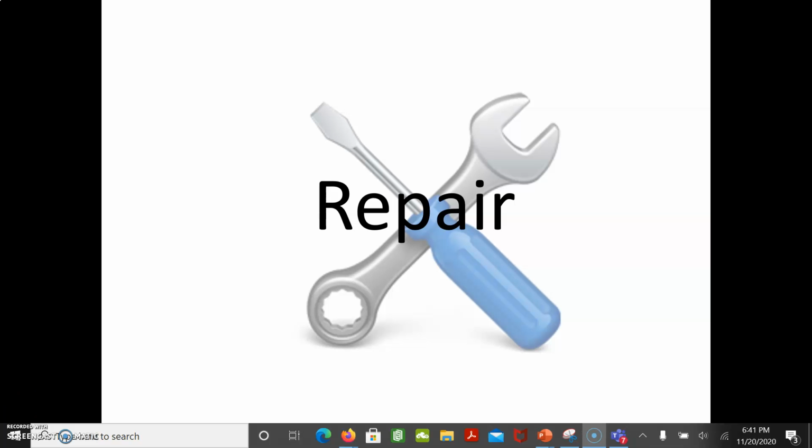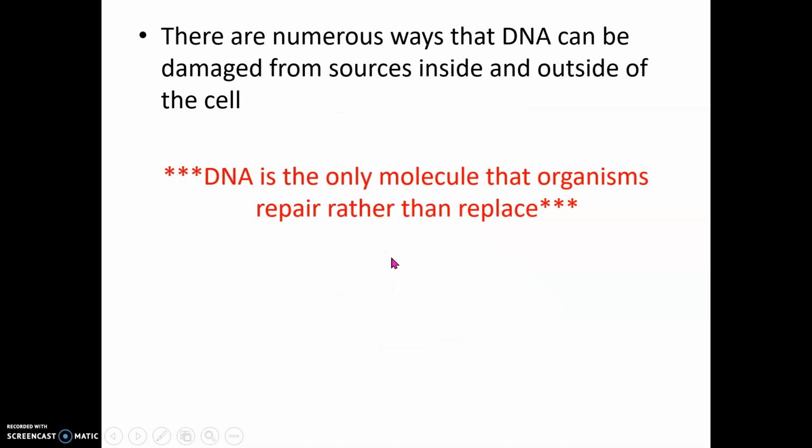We talked about different ways our DNA can accumulate damage. But now we're going to talk about the measures that are in place to correct those damages. So by now you know that those ways that we can damage our DNA can come from inside and outside of the cell, so are induced and spontaneous. And it's important to note that our DNA is the only molecule that a cell would rather repair than replace.